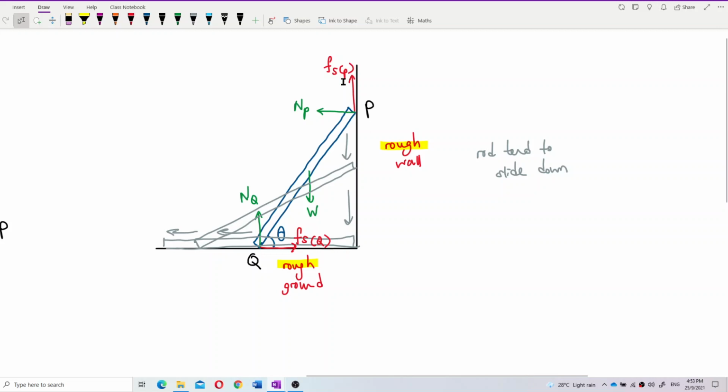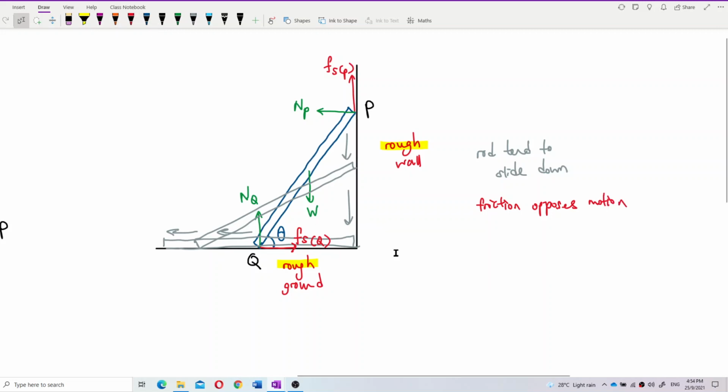So what we can say is friction always opposes the motion. You see, the motion is going down, and friction opposes the motion, going up. The motion at the bottom is to the left. The rod tends to go left, but friction is opposing the motion, supporting the rod. So friction goes to the right, opposing the motion. So we can write something here: friction always opposes the motion.